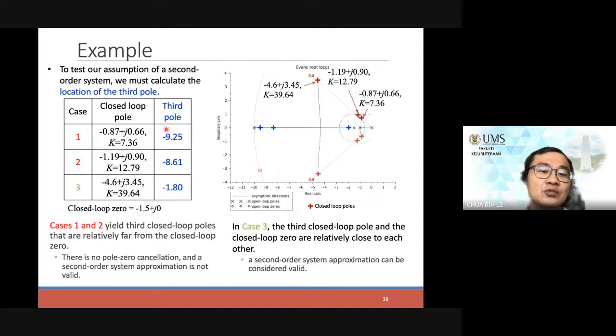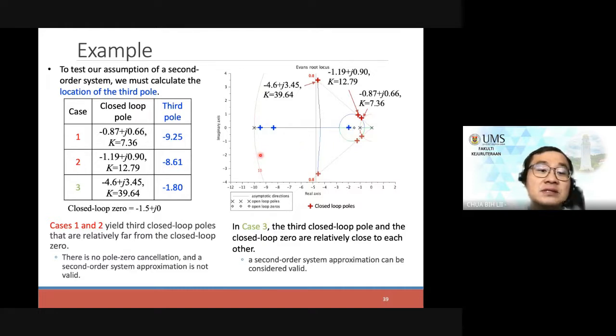So what happens is we try to locate where the location is during this segment. For sure we have also this segment, this one will move. We are interested in the so-called third pole that is lying along the real axis. So where is the location when k equals 7.36? The third pole will be somewhere here. Then the second pole would be somewhere here. The third pole would be somewhere very close over here.